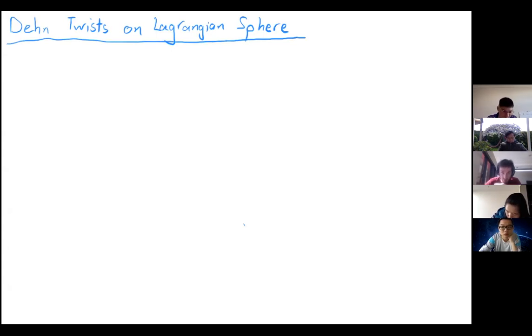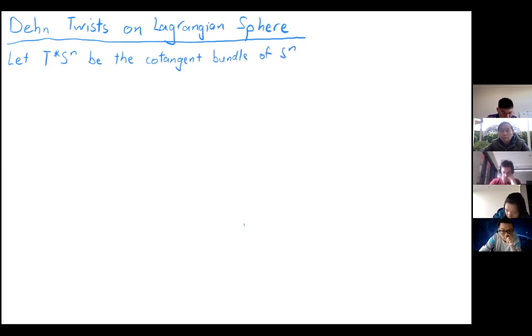Today, let us consider the cotangent bundle, which is a famous example in symplectic geometry. The cotangent bundle of S^n, and then let lambda be the canonical Liouville form.